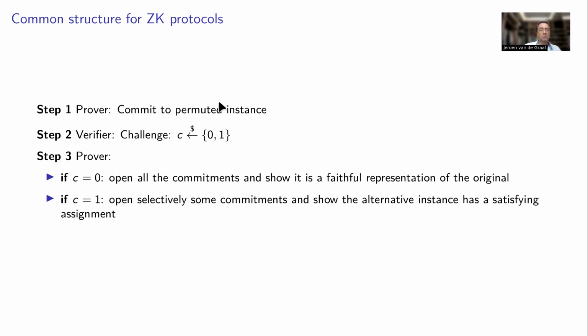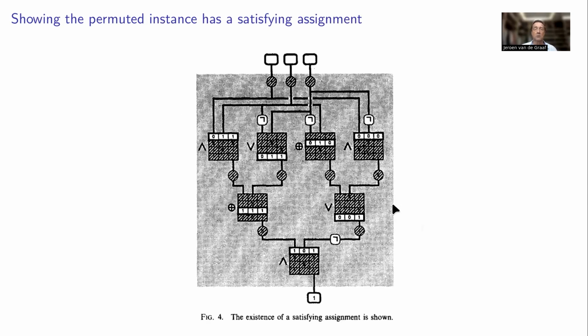I commit to the permuted instance. There's going to be a challenge, 0 or 1. If it's 0, the prover opens all the commitments and shows it's a faithful representation of the original. When it's 1, she will open selectively some commitments, which is very similar to the Hamiltonian circuit problem, in which case we were shown the existence of a circuit. Here it's going to show that the alternative instance has a satisfying assignment. This is shown in this diagram here.